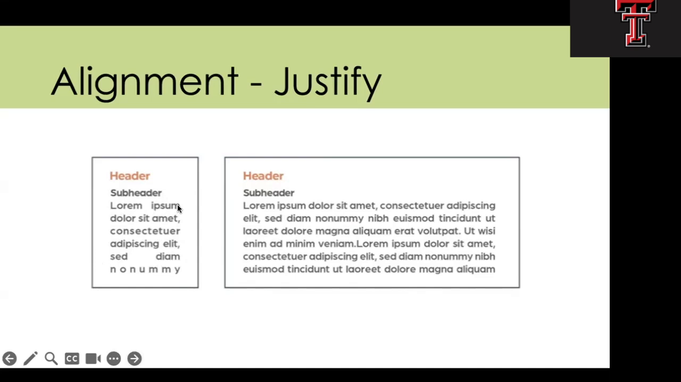But if it's too small of a column, you get things like this. You get these huge gaps between words. Even when it's not quite so big, it's still a gap, and you can start having shapes show up in your text, and you don't want that.